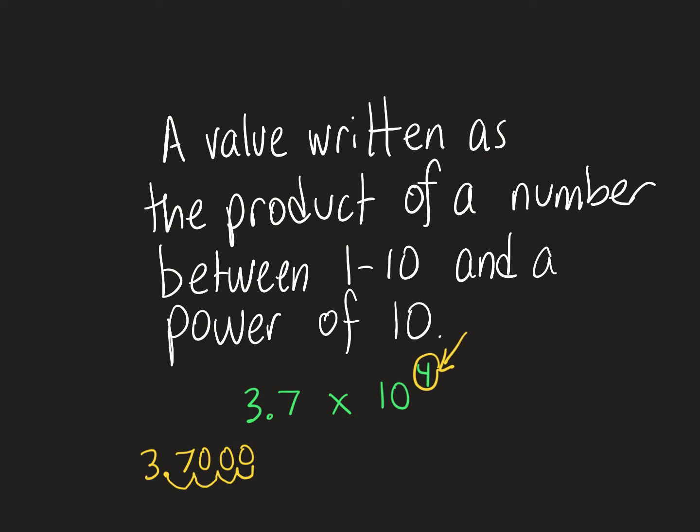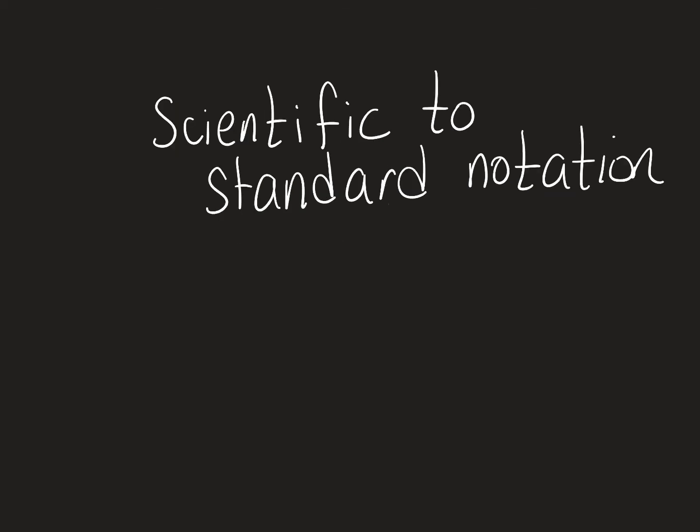If I had 2.6 times 10 to the negative 3, I would look at that negative power and say that means it's a tinier number, so I'm going to move to the left. I'll write my 2.6, and instead of moving the decimal point to the right, I'll move it to the left: 1, 2, 3, and I'll fill in those spots with zeros. So I would have 0.0026.